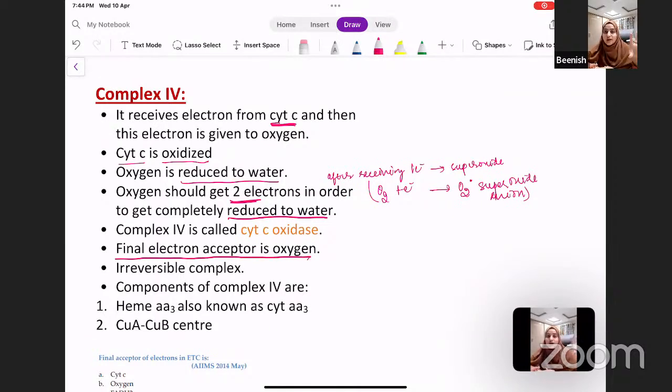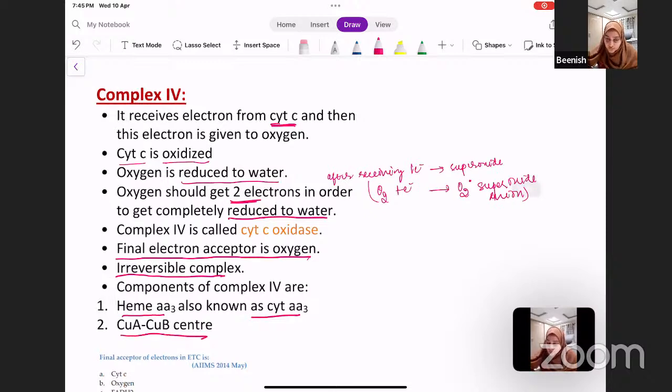So we've seen how electrons from NADH or FADH2 through different complexes finally reach complex 4, and then complex 4 gives the electron to the final acceptor, which is oxygen, and then this oxygen is reduced to water. This is an irreversible complex, and the components of this complex are heme AA3, which is also known as cytochrome AA3, and copper A, copper B center. So that was about complex 4.